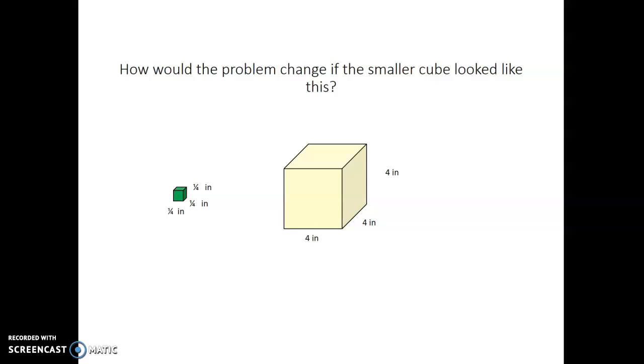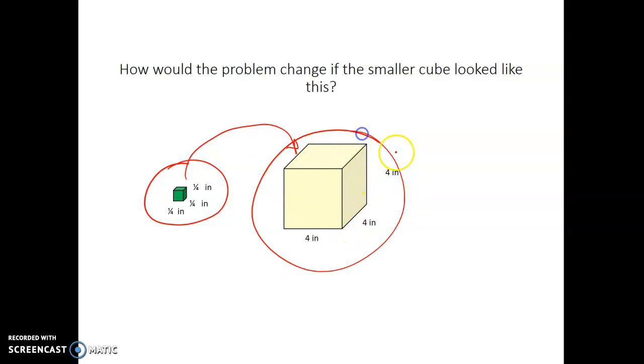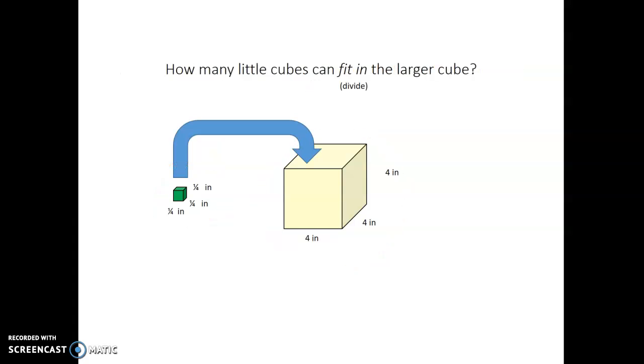Well, the problem changes here. How so? Well, it changes because now I'm not using 1 by 1 by 1 inch cubes. I'm using 1/4 by 1/4 by 1/4 inch cubes, which means there's going to be a lot more to go in there. You can think of it as how many of these fit in here, or if I were to divide this big shape up into 1/4 by 1/4 by 1/4 cubes, how many cubes would I get? So let's find out how many 1/4 by 1/4 by 1/4 inch cubes fit into the larger cube.